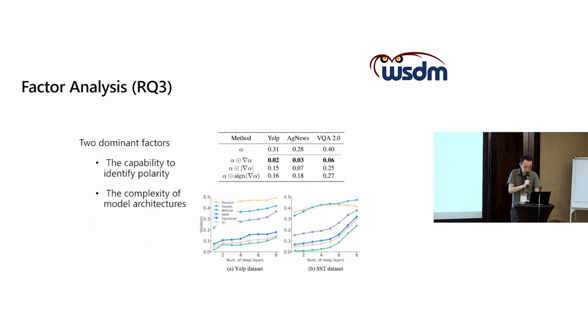Last but not least, we want to analyze the dominant factors which can be linked to our faithfulness violation test. We can observe that the two dominant factors are the capability to identify this polarity as well as the complexity of the model architecture. We find that if the number of layers goes deep, the violation increases. Also we show that the gradient-based methods somehow can handle these violation factors.